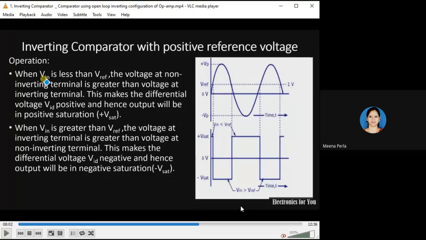I have shown in this video the VD and VID equations just for your understanding, to show how it results in minus saturation and plus saturation. The main thing in your examination is that you need to write this operation.